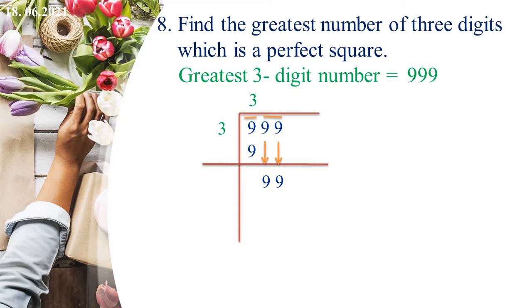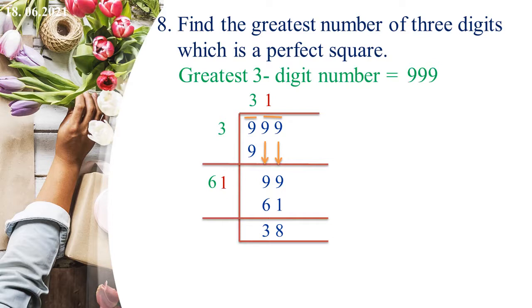Now obtain the new divisor by taking 2 times the quotient. On doubling the quotient 3, we will get 6 and annexing with it a suitable digit. Here the suitable digit is 1. So place 1 in quotient also. Then multiply 61 and 1, we will get 61. Then subtract 61 from 99. We will get 38 as the remainder.